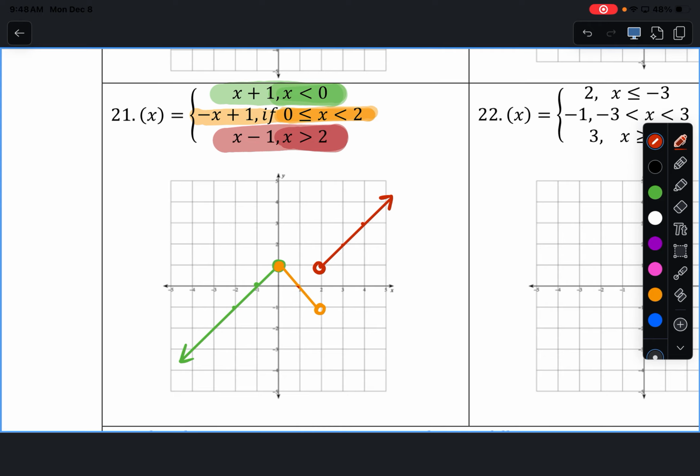This is a weird looking graph. There are lines everywhere.